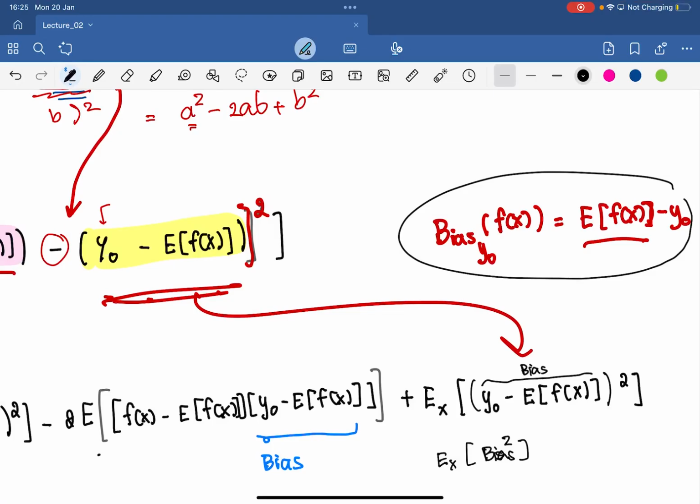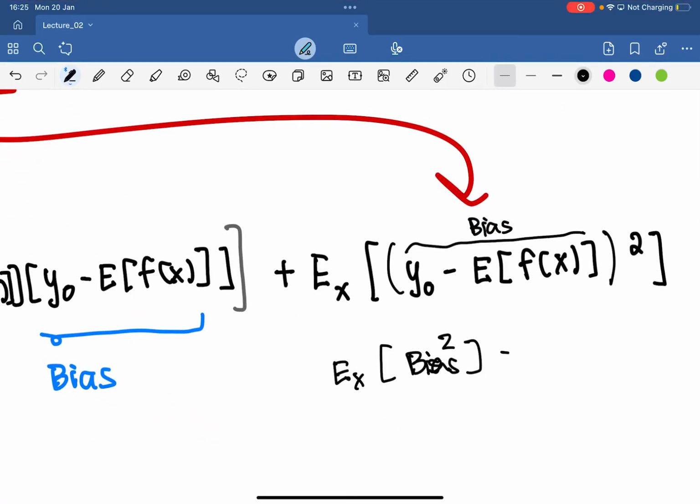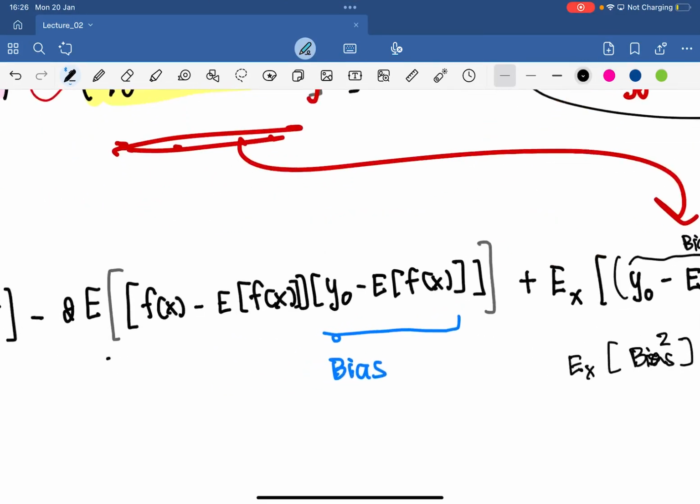But bias is already like a constant because you take expectation on a random variable, it becomes a constant. Constant minus your reference, that is a constant, then eventually everything becomes a constant. So this expectation is just a constant of bias square. Okay, next.